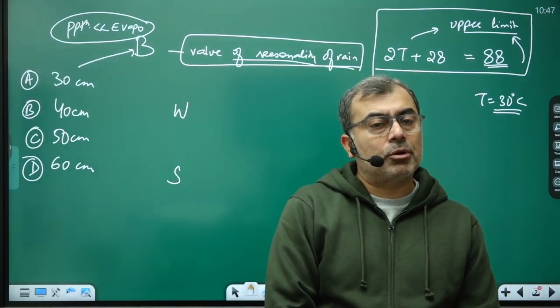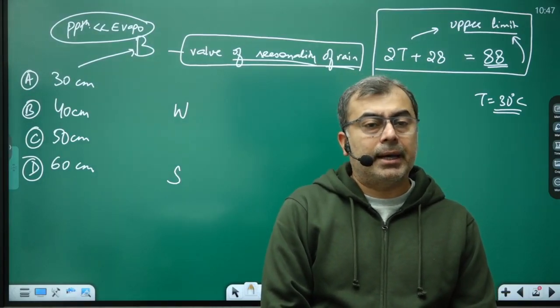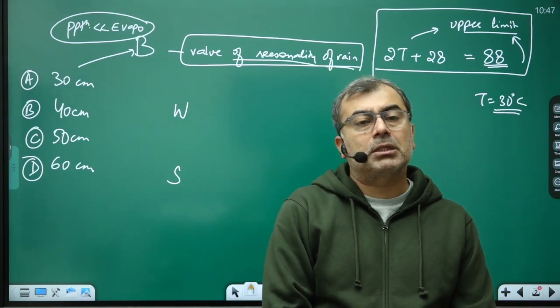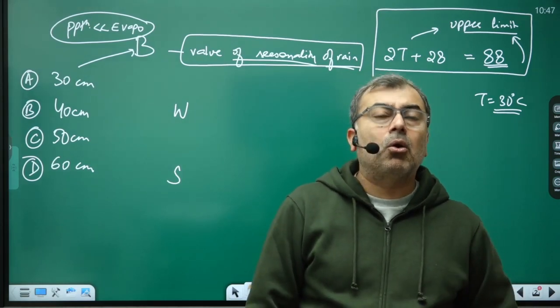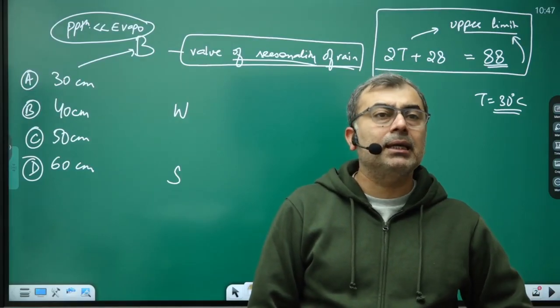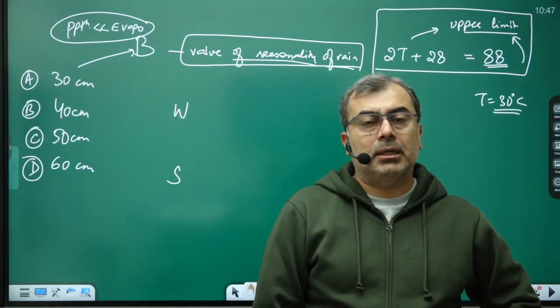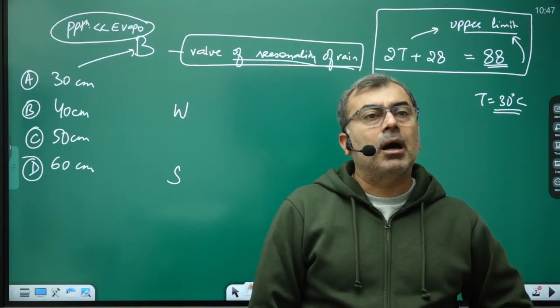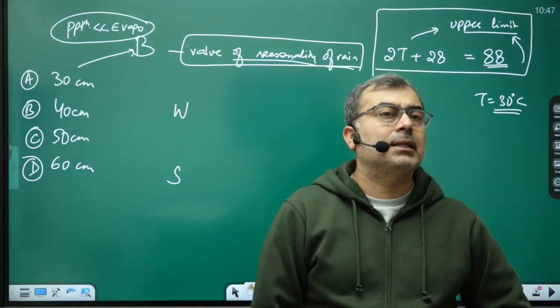Do you understand the problem first? I have 4 stations in Rajasthan, or say for example the Sahara Desert. Their rainfall is A, B, C, D, and they are B type. How to make it W and S? That is the issue.